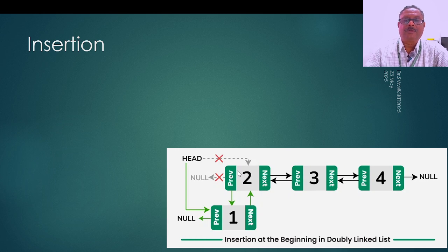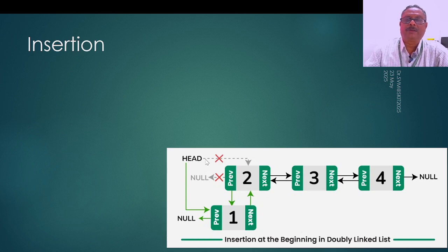So this node is called head. So head's previous should be equal to the new node. So we create this one, and then we say that the previous of the new node is null, and finally we call this node the head.